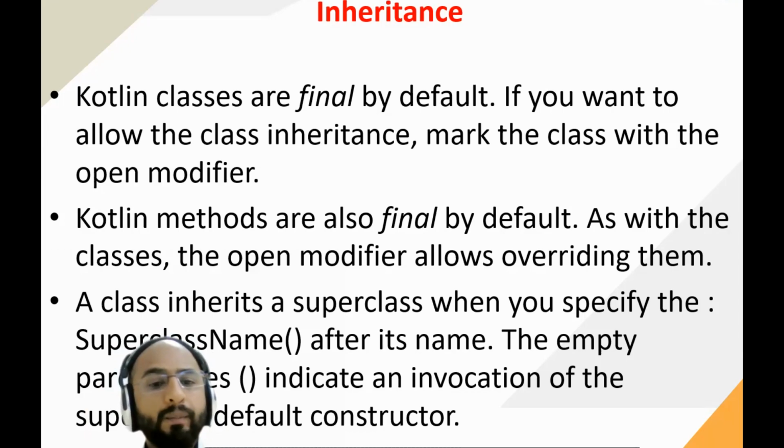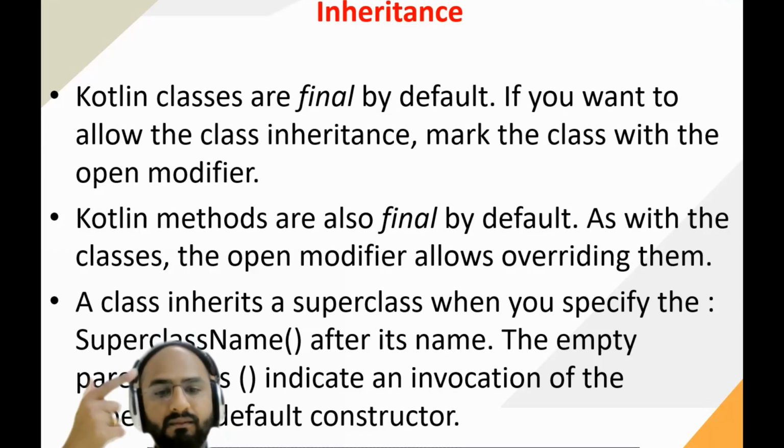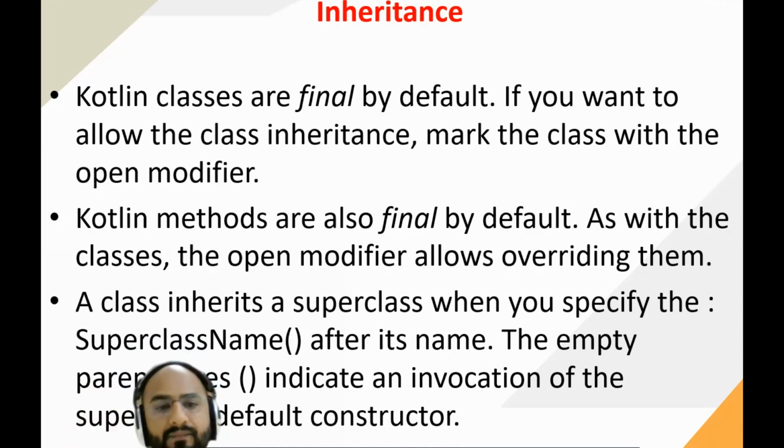By using that colon operator, you can inherit the properties of the parent class, the superclass, into the child class. The empty parentheses indicate the invocation of the superclass default constructor. If you write the empty parentheses after that colon, it means you are invoking the default constructor of the superclass. Right? So this is the main concept of inheritance. Inheritance means a child can access the properties of the superclass.